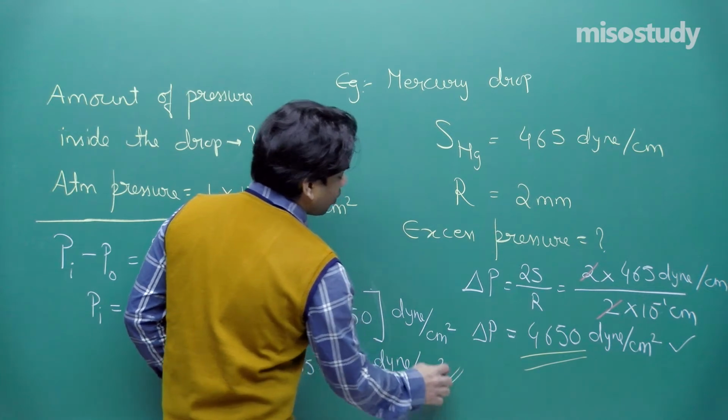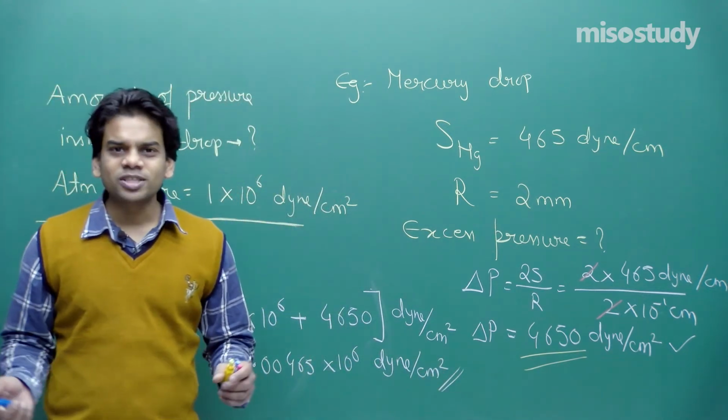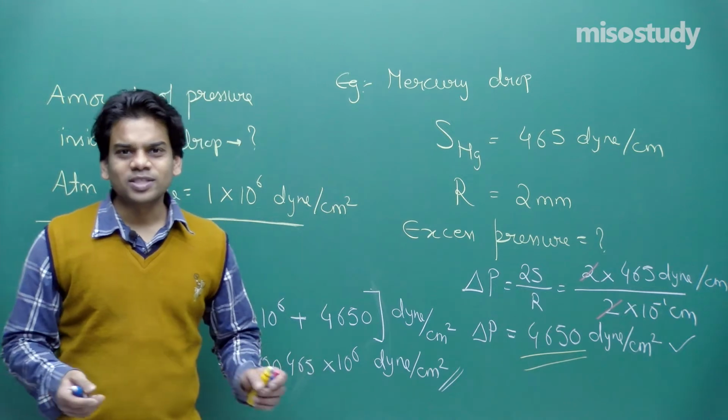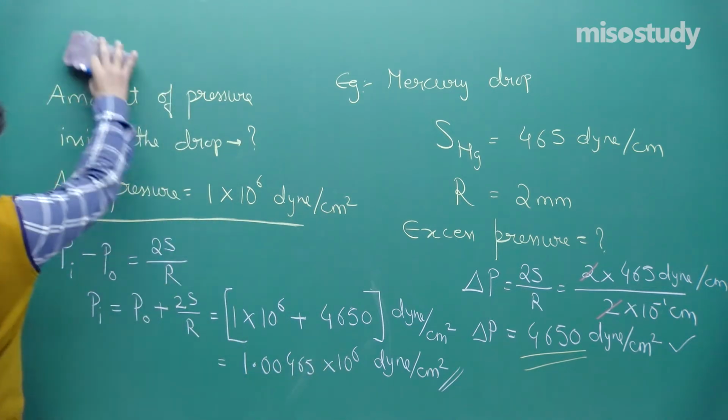This will be the amount of pressure that will be existing within the mercury drop. Easy question. If you have understood the concepts, you can simply solve this by substituting the values in the formula. Quite simple. Let's go ahead.